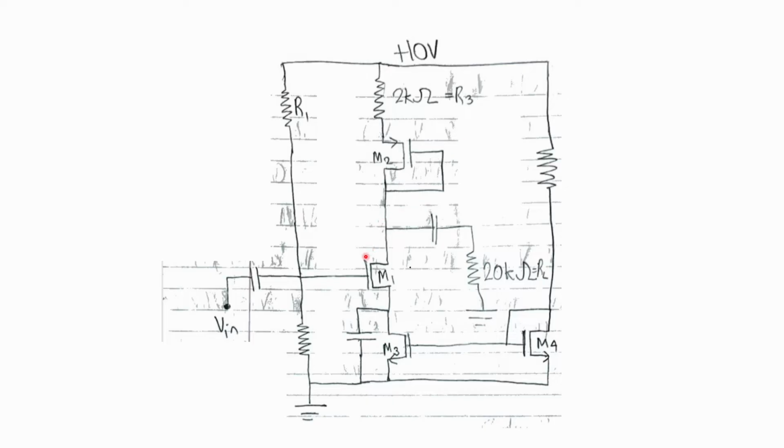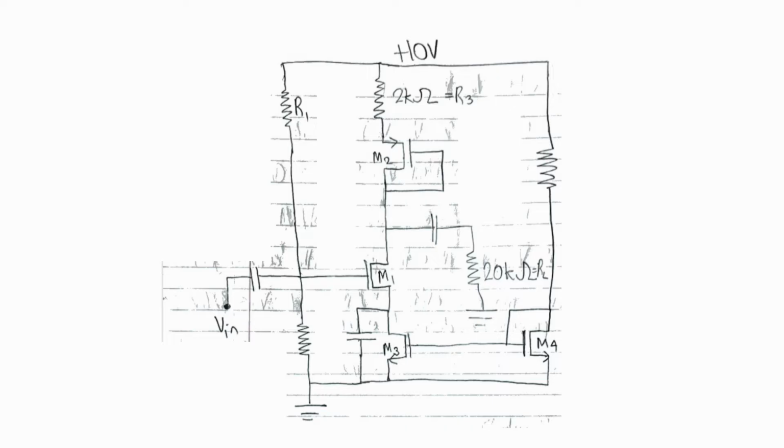In order to find VG1, let's try to look at the circuit and form some relationships. We can already note that since capacitors are treated as open circuits in DC analysis, the current that goes through transistor M2 is the same current that goes through transistor M1, and that's the same current that goes through transistor M3. And since transistors M3 and M4 are current mirrors, we can also conclude that the same current that goes through M1, M2, and M3 must also go through M4.